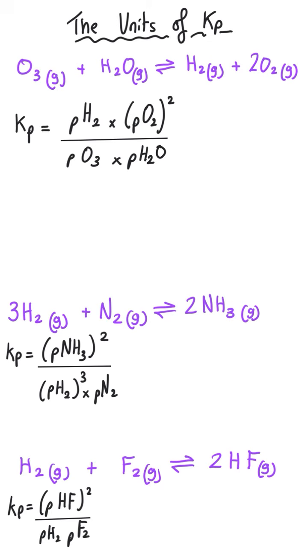So you can see in this first example, because I've got 3 product terms on the top of the expression, I need partial pressure 3 times on the top.